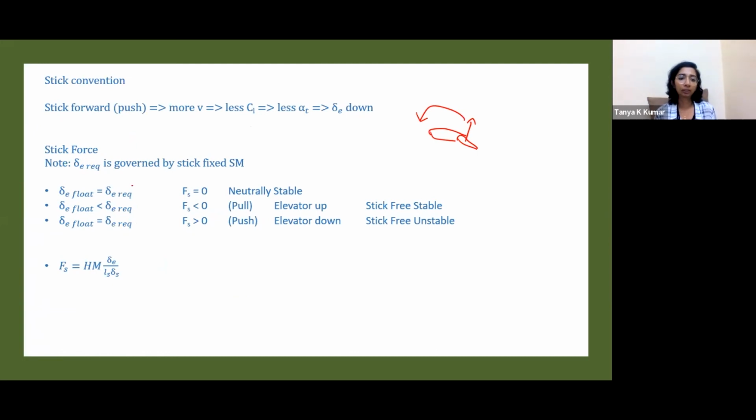Then we saw the three cases where delta E float is equal to delta E required, delta E float is less than delta E required, and delta E float is greater than delta E required. And we saw what the control or stick forces required were in these three cases. Stick force is given to us by this equation where HM is hinge moment, delta E is elevator deflection, LS is the length of the stick, and this is the distance that the stick travels when you push it forward or backward. So when you push the stick forward, this would be delta S.